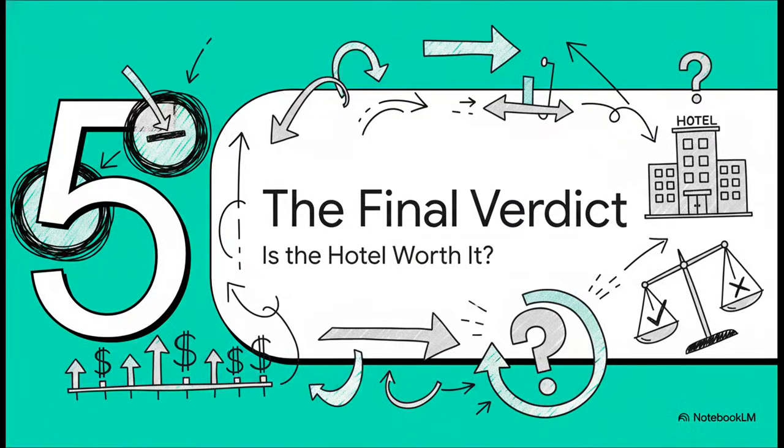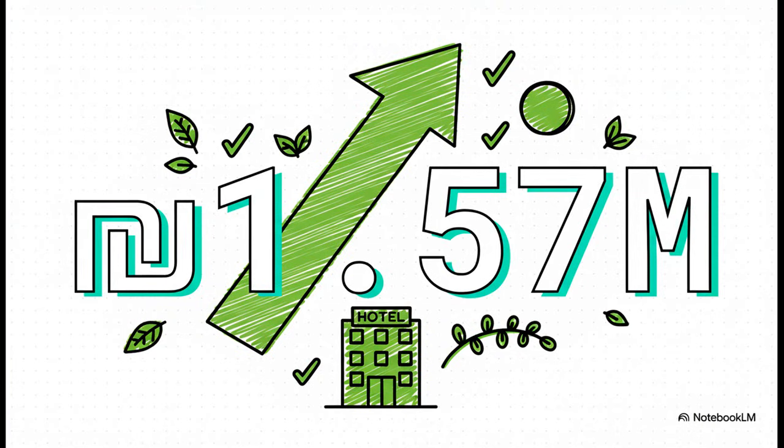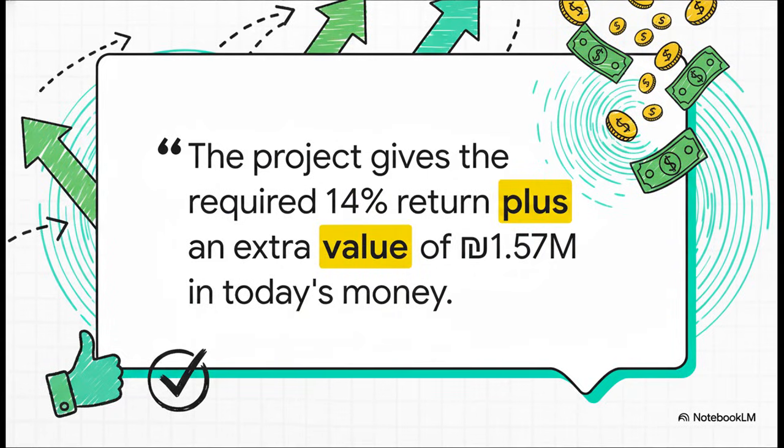So, the moment of truth. After running all those numbers through the NPV formula, after discounting each of those 5 years of future cash, and subtracting that big 12 million shekel investment, what is the final verdict on this hotel project? And the answer is a positive 1.57 million shekels. The number is positive. And remember our rule? A positive NPV means this project gets a green light. It's a go.